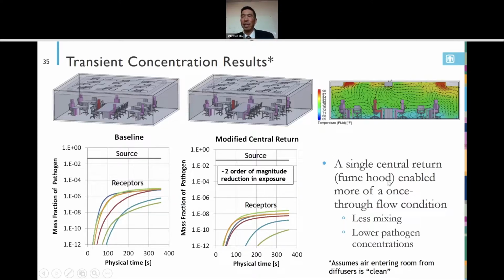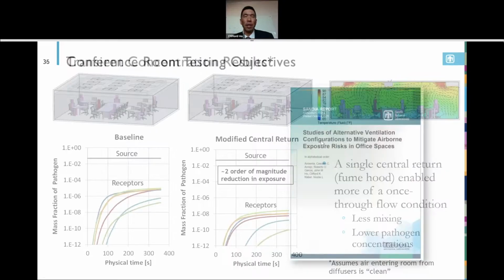What that did was it enabled more of a once-through flow condition. So there was less mixing and lower pathogen concentrations that accumulated in the room. So that was one key takeaway, is establishing a through-flow or once-through flow condition in rooms would help reduce the mixing and concentrations over time.